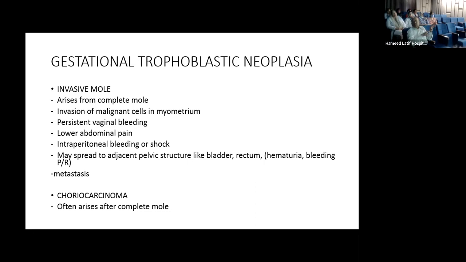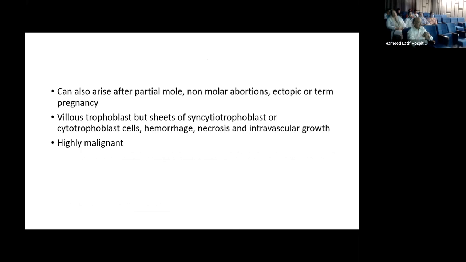Choriocarcinoma often arises after a complete mole, but it can also arise after any pregnancy. For example, it can also arise after partial mole, non-molar abortions, ectopic pregnancy, or term pregnancy. It shows both syncytiotrophoblast and cytotrophoblast in histopathology. It also shows hemorrhage, necrosis, and intravascular growth.